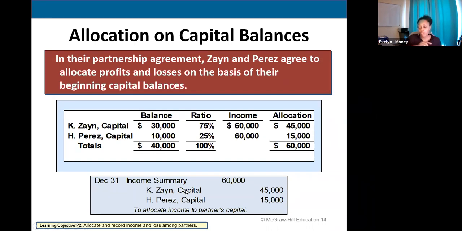Notice that the journal entry is the same. We're still debiting income summary and crediting capital. It's just the numbers are changing. One partnership decided to select the method of stated ratios. This one decided to use an allocation based on beginning capital balances. But we're still boiling it down to a ratio. It's just how we calculate that ratio.